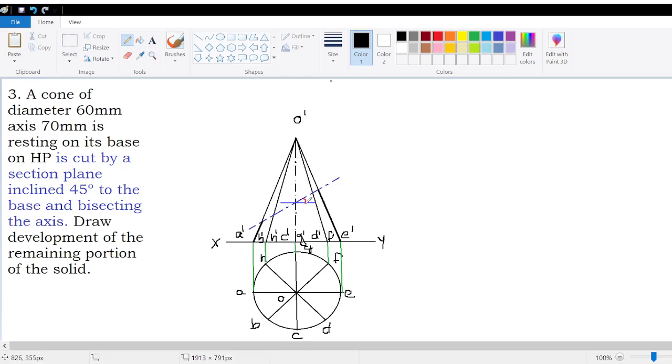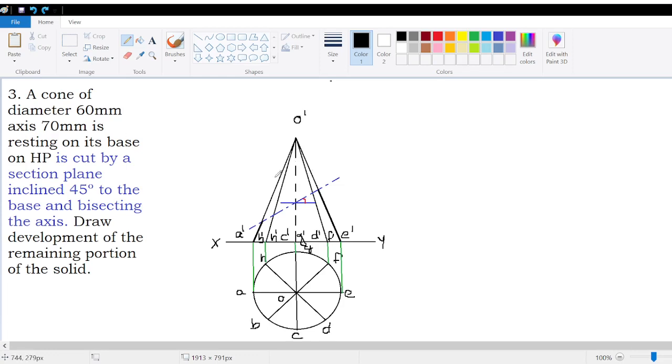Now I need to transfer this into the development. The development of a cone is nothing but a sector. A sector means it's a part of a circle, and we need to find out what will be that angle. So I'll come to that area. Now we'll come to the development part.